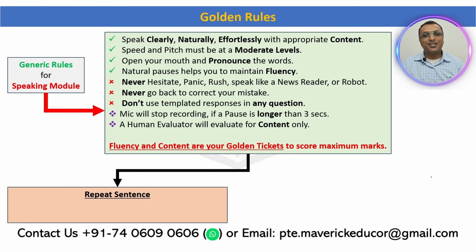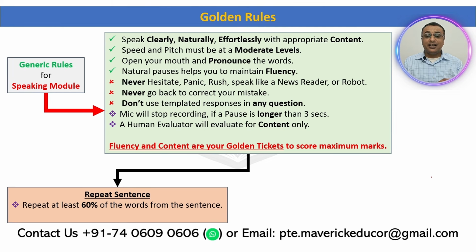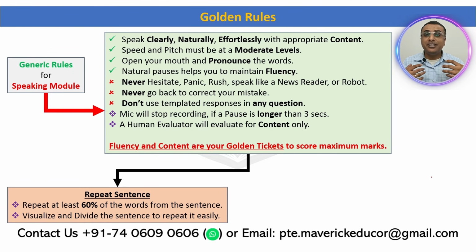There is a specific set of rules for repeat sentence. The first one is repeat at least 60% of the words from the sentence itself by maintaining your fluency. You can do this by visualizing and dividing the sentence to repeat it easily. Some of my students try to memorize the sentence, which is not possible at all. Hence, they are receiving very low scores. But once they learn this technique, they were able to repeat more than 60% of the words fluently.